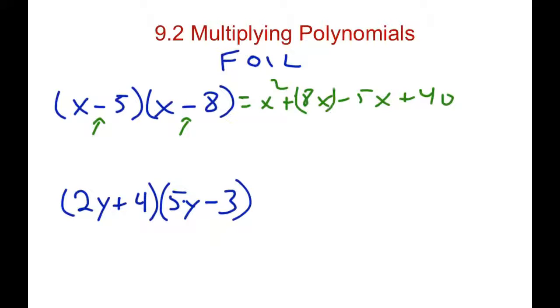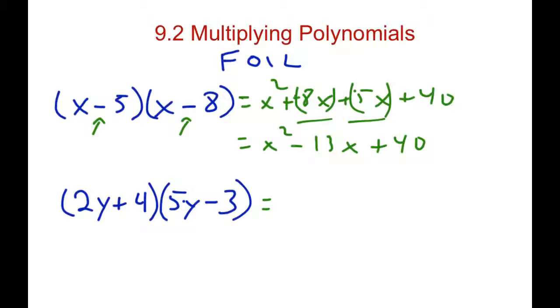Plus a negative 8x, I like to make that. Plus a negative 5x. Combine my like terms. X squared plus negative 8x plus negative 5x is negative 13x. You know what? I'm just going to make it minus 13x. And then plus 40.